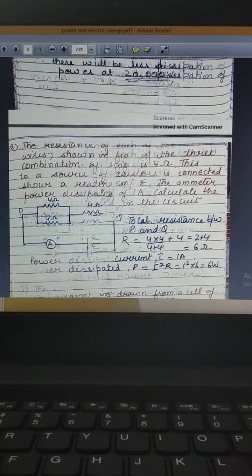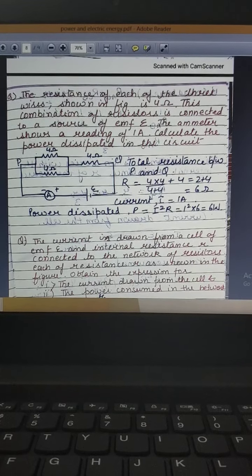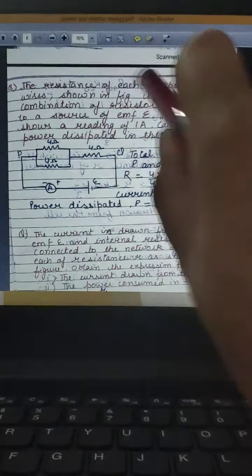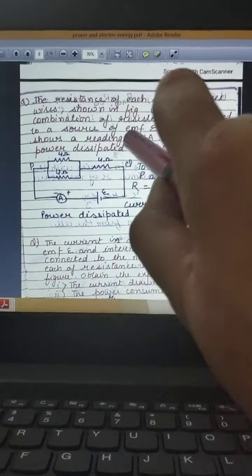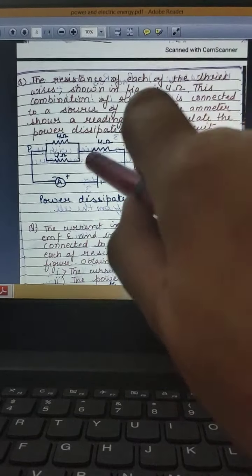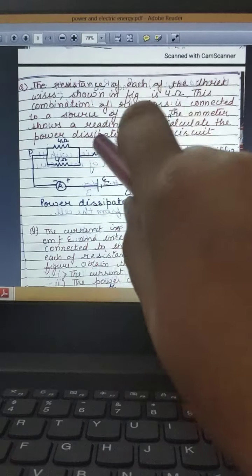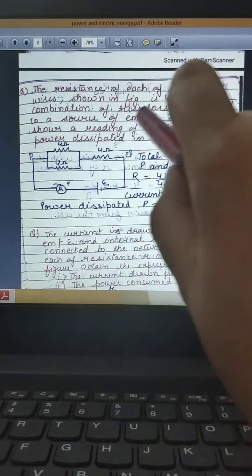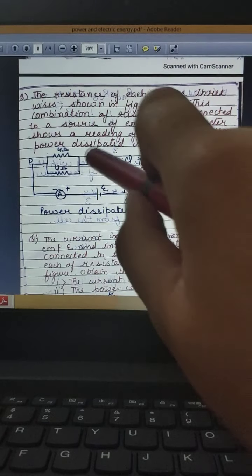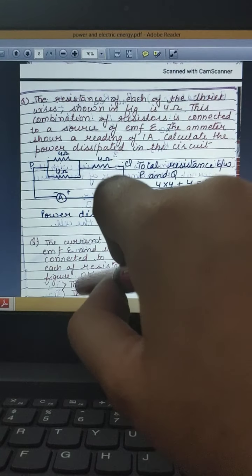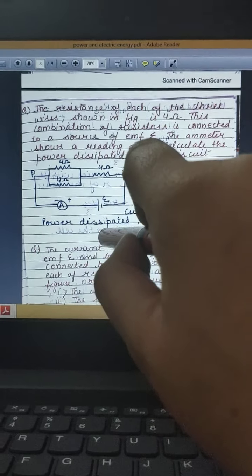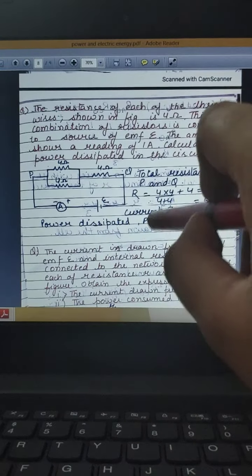Now we move to our next question, that is we are going to solve the combinations. The resistance of each of the three wires shown in the figure is 4 ohms. This combination of resistors is connected to a source of EMF E. The ammeter shows a reading of 1 ampere. Calculate the power dissipated in the circuit. What all is given to you? Resistances, right? Then the current is given to you. Ammeter is going to give you the value of current, and EMF is given to you.